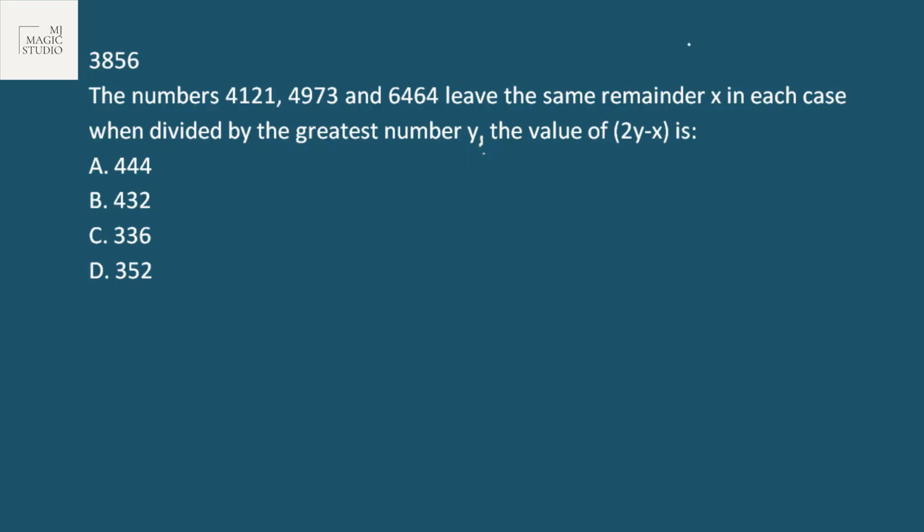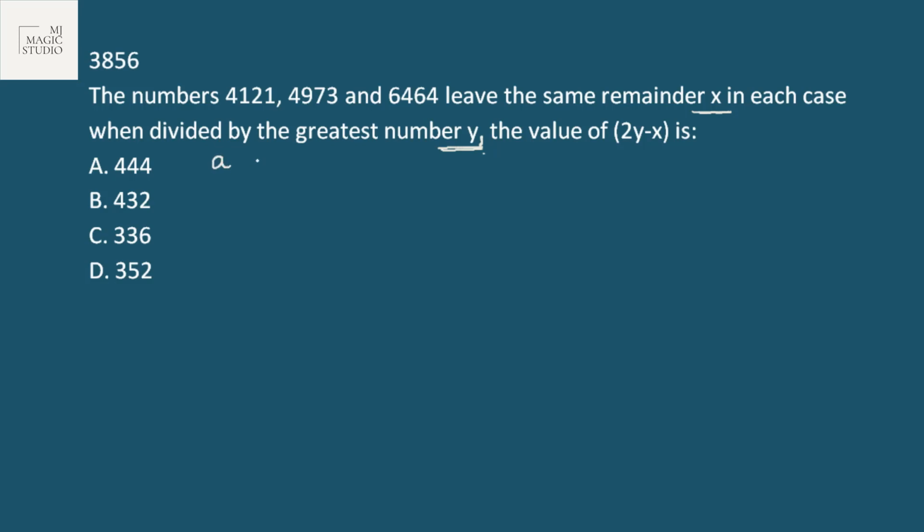Now this is one of the famous questions which I have seen regularly on the TCS Digital platform and even at NQT. Three numbers are given. The numbers 4121, 4973 and 6464 leave the same remainder x in each case when divided by the greatest number y. We don't know this y, we don't know this x. When both are missing, what is the process to find this x and y?